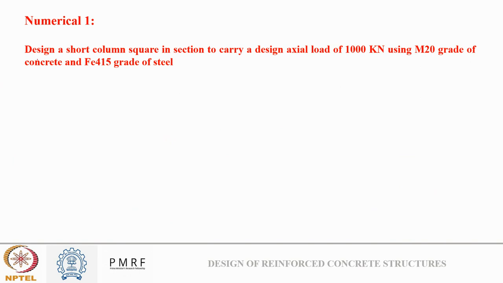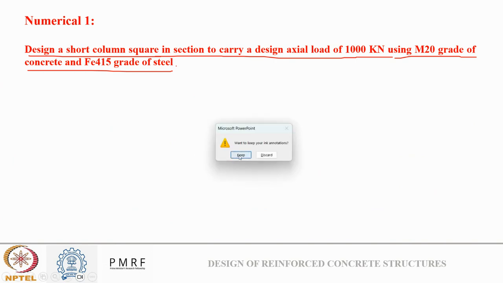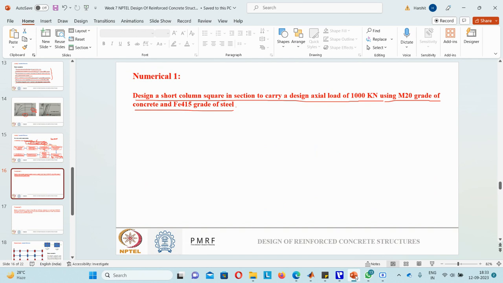What this numerical says: design a short column, square in section, to carry a design axial load of 1000 kilonewton using M20 grade concrete and Fe415 grade steel. Okay, so this is the question. I will wait for a couple, like 5 minutes, for you to try it on your own, and then I will tell the solution. I will mute myself for that time. Just try to solve this question.